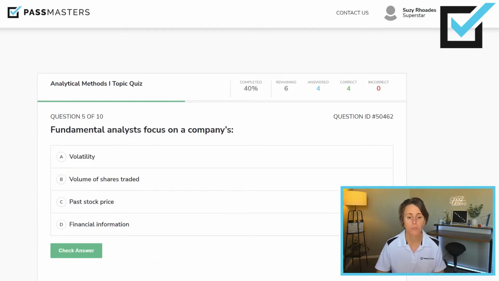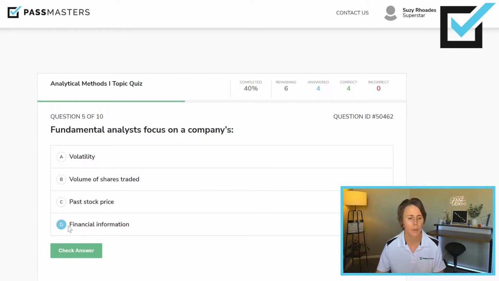Fundamental analysts focus on a company's... Choices include volatility, volume of shares traded, past stock price, or financial information. It is the financial statements, financial information that fundamental analysts, also called qualitative analysts, focus on. So I always remember that reading the financials is fun if you're kind of like me and a dork when it comes to investing. So financial statements are fun, and I hope that they're prepared with qualitative.